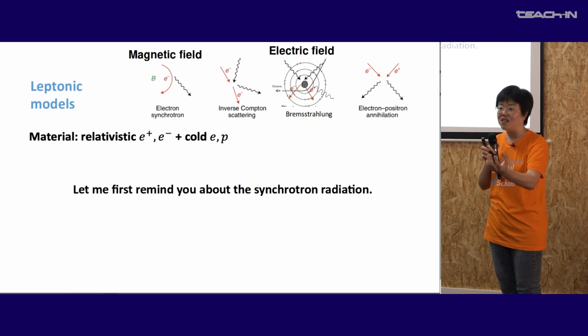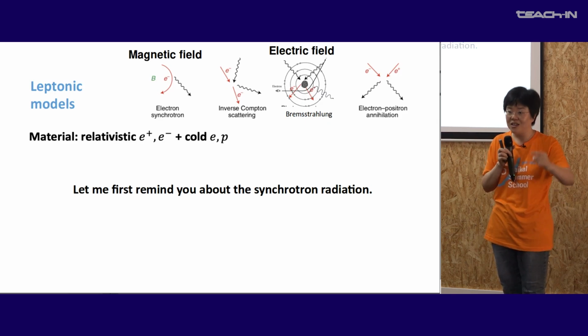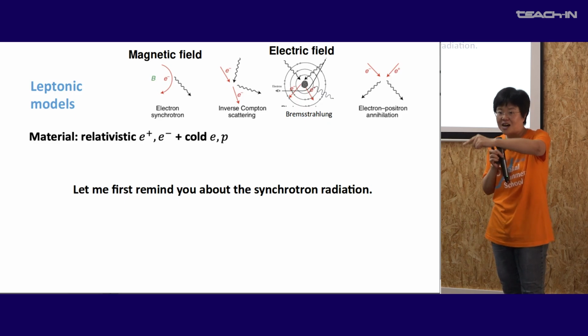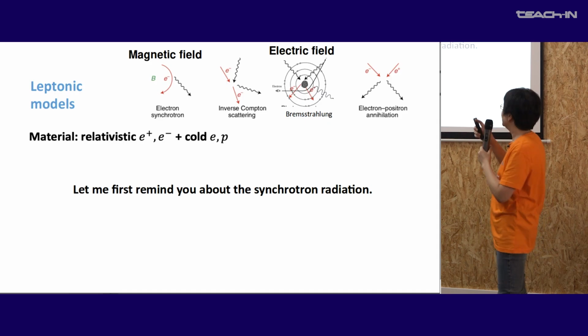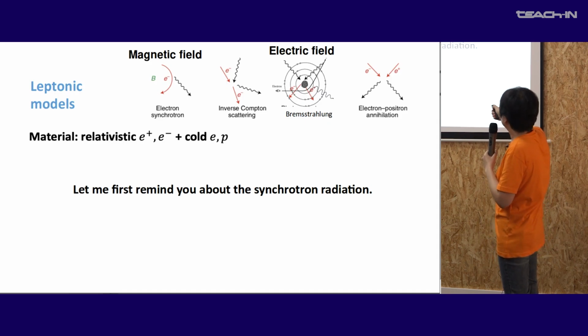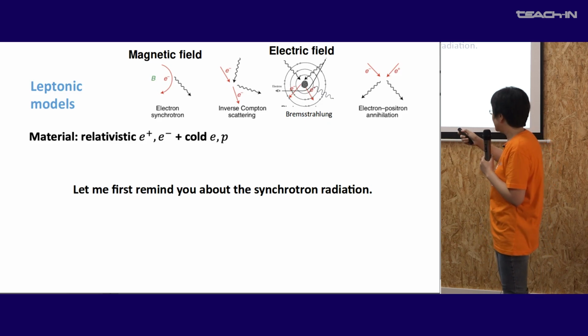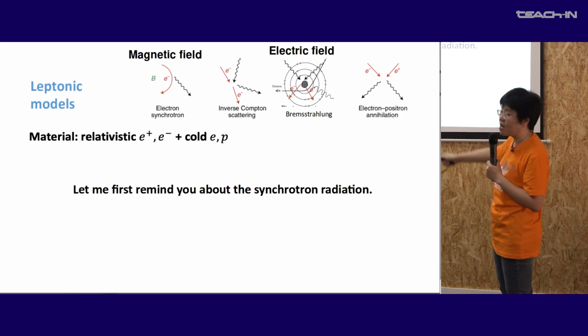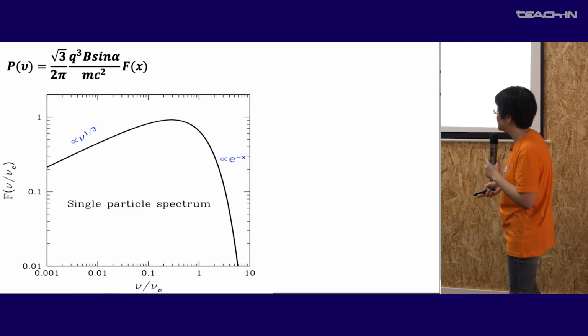When it's super hot, all the particles are in a plasma state, so there might be a strong electromagnetic field. When an electron comes in, there might be Bremsstrahlung. Bremsstrahlung is like an electron being stopped, and it will emit radiation. And also the electron-positron pair will annihilate to produce photons. Those are the four major processes for the leptonic model. Now let's first take a look at synchrotron radiation.